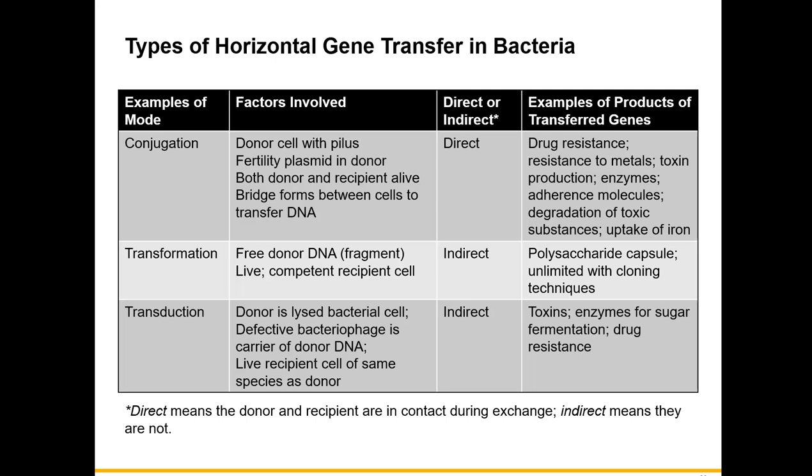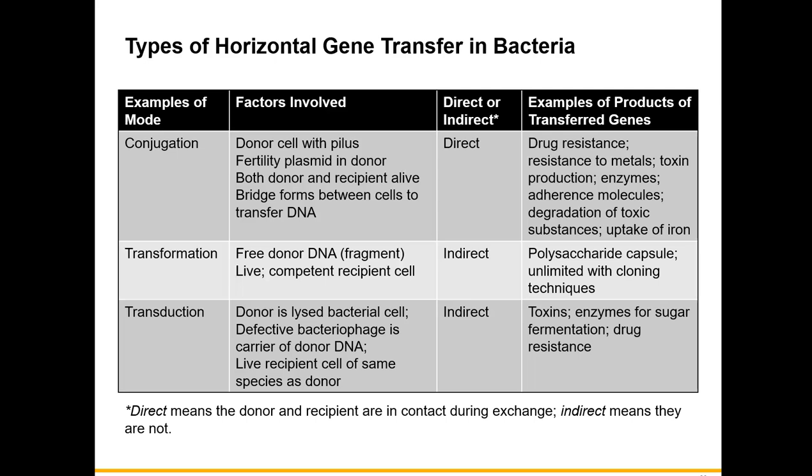Transformation, we talked about this with Griffith's experiment, if you remember back to that. It's when free donor DNA fragments are brought into the cell. They just are absorbed through the membrane, into live, competent recipient cells. So it's indirect. They can be polysaccharide capsules, and it's unlimited with cloning techniques, and we'll talk about that next week or next chapter.